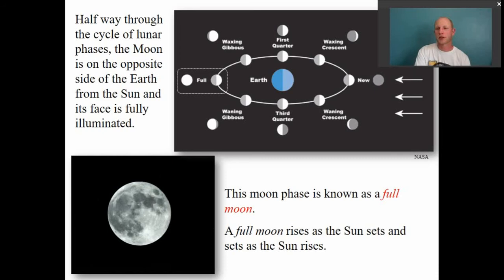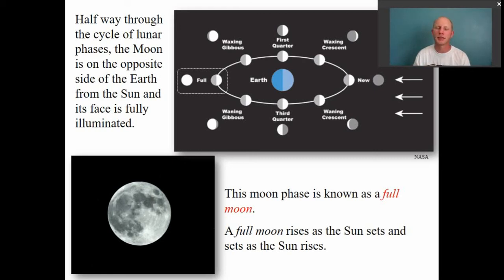Then finally, halfway through this cycle, we start seeing the moon on the opposite side of Earth. There's nothing between Earth and the sun because the moon is now on the exact opposite side, the furthest away from the sun that it gets. The face that's fully illuminated is now facing us, and we're able to see this full moon, and that's how we get a really, really bright night.